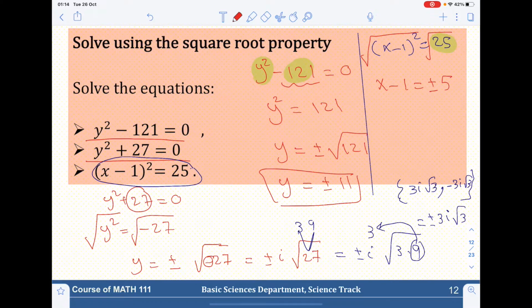Now I have two options. Either x - 1 = 5 or x - 1 = -5. In this one, x = 5 + 1, so x = 6. And in this one, x = -5 + 1, so x = -4. So the solution set would be 6 and -4. Okay.